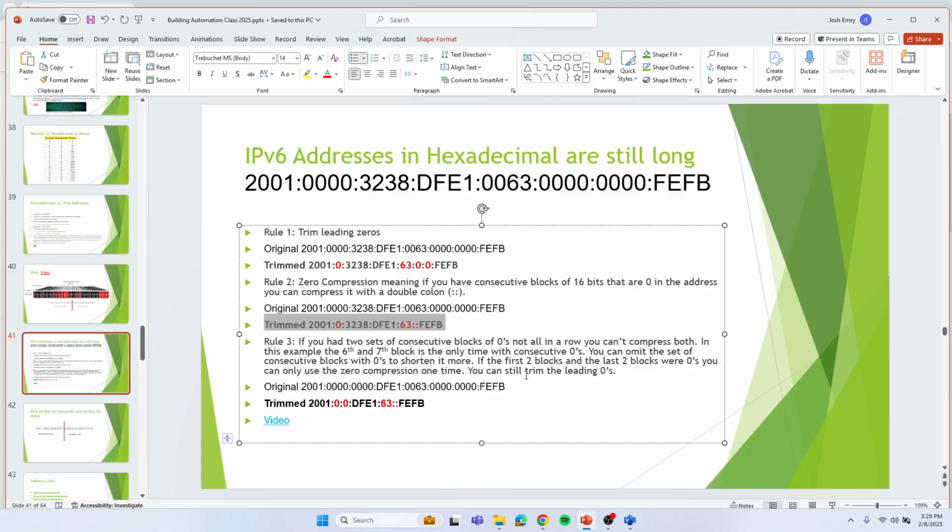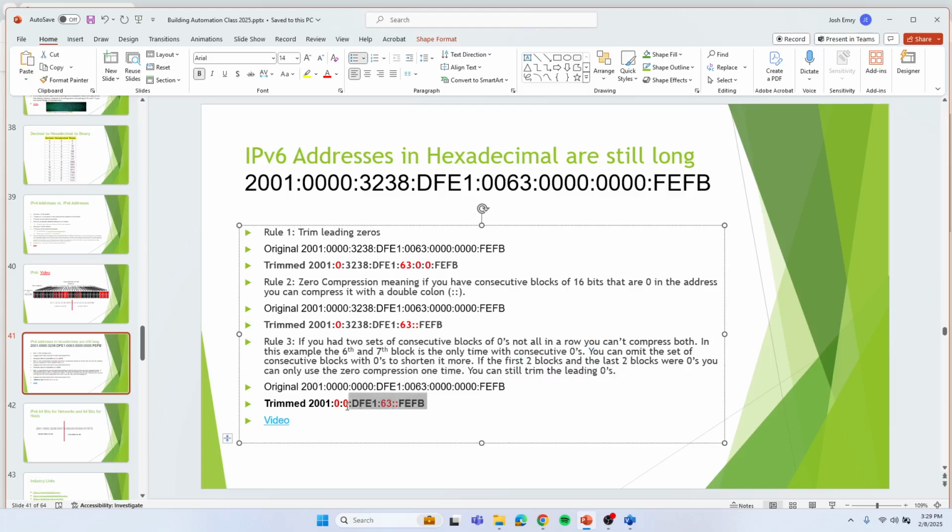Rule three: if you have two sets of these consecutive blocks that are all zeros, so all the bits are off. So you have 16 bits all off here, 16 bits all off here. In this case, these ones are all off, these ones are all off. You cannot compress both. You can only choose one. So I'm going to choose the second one. We'll replace that with a double colon, and we're just going to trim the leading zeros on these other ones.